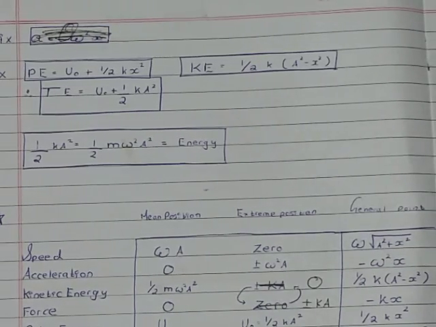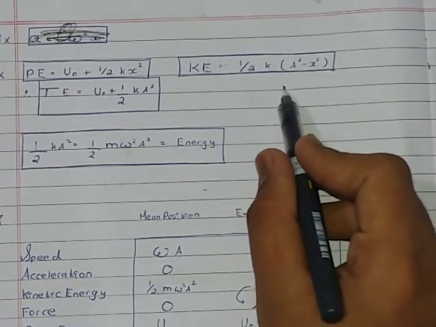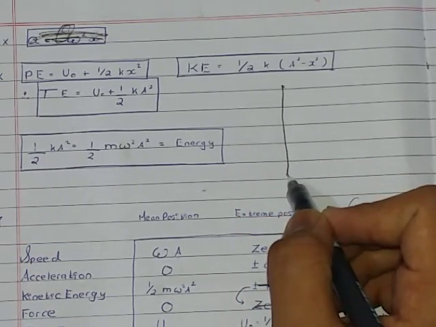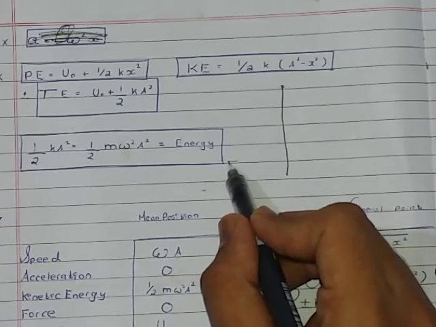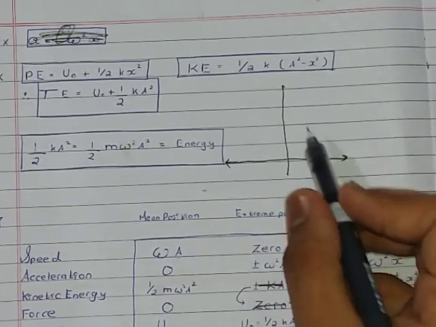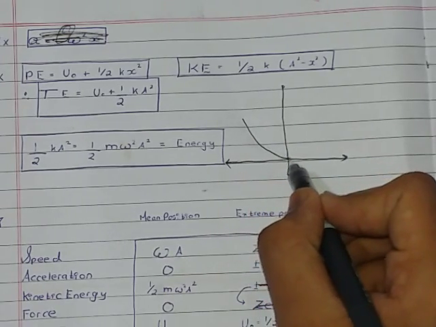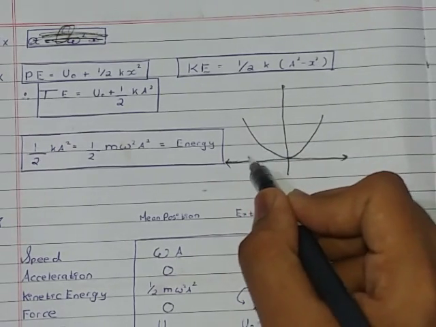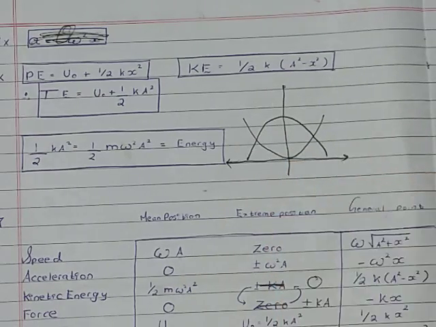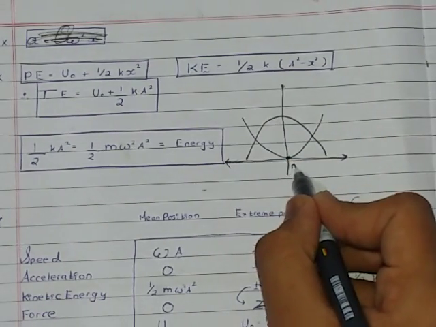Now let me show you the graphical representation of the kinetic energy and the potential energy. I'm sorry, I'm not good at drawing lines. It varies like this. This is the mean position.